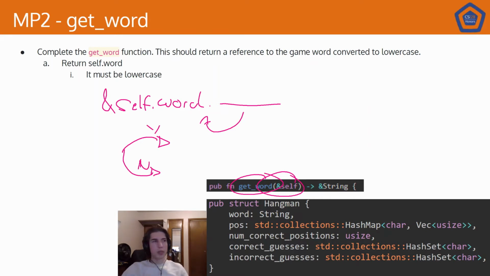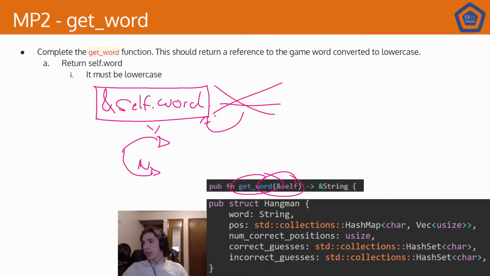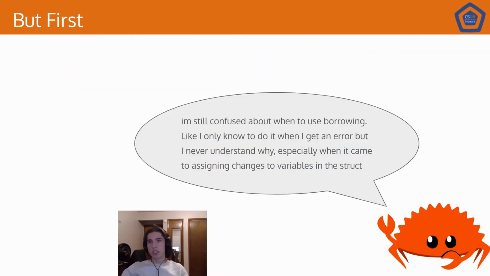Really what we want to do here is just pass a reference to self.word and don't edit it here. Rather, we need to edit it in new, or in guess, we also need to make sure the guess is lowercase, but the important thing is new, right? Before we even assign it as a variable in this hangman struct, we need to make sure it's lowercase. So, a little tricky there, but let's talk more generally about borrowing.